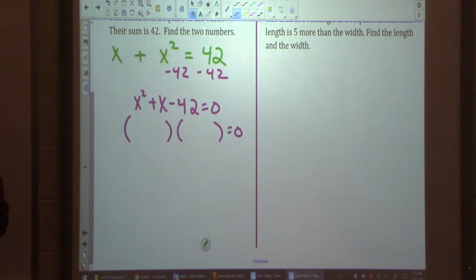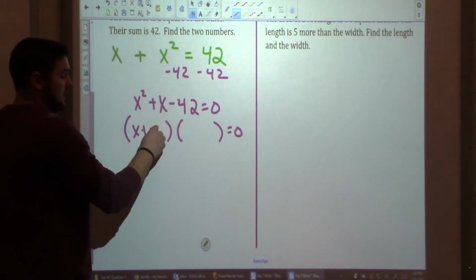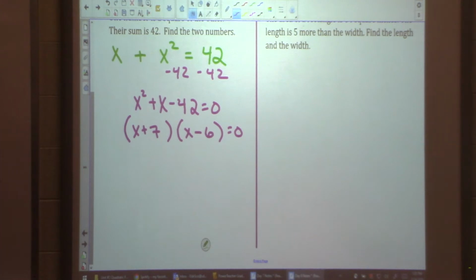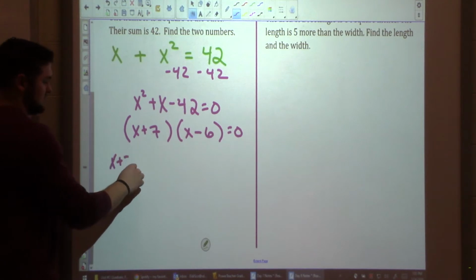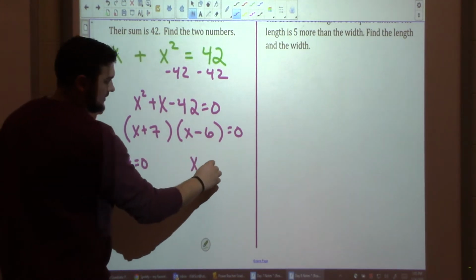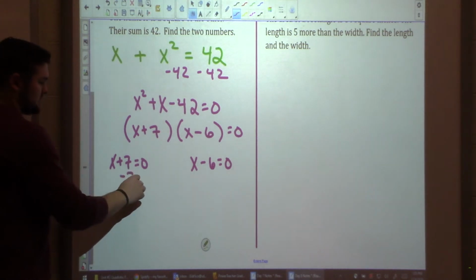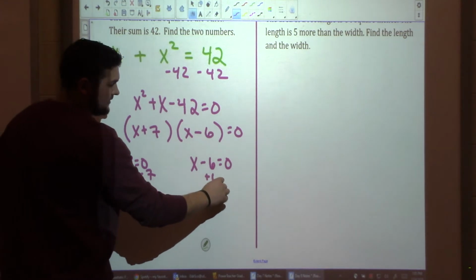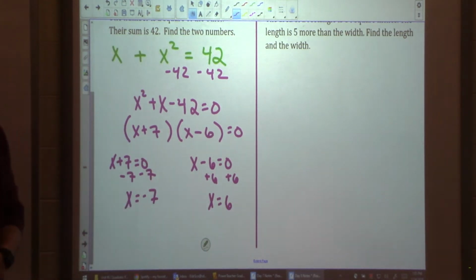7 and negative 6. Good. X plus 7, x minus 6. Now, using the zero product property, I can take each of those and set them equal to 0. X plus 7 equals 0. X minus 6 equals 0. Solve them both. I get x is negative 7. I get x is 6.